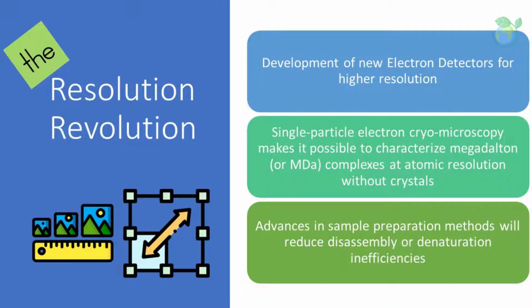Over the last decade, new electron detectors have resulted in a significant increase in resolution for cryo-electron microscopy over conventional electron microscopy. For instance, single-particle electron cryomicroscopy, cryo-EM, has undergone a resolution revolution that makes it possible to characterize megadalton, or MDa, complexes at atomic resolution without crystals.